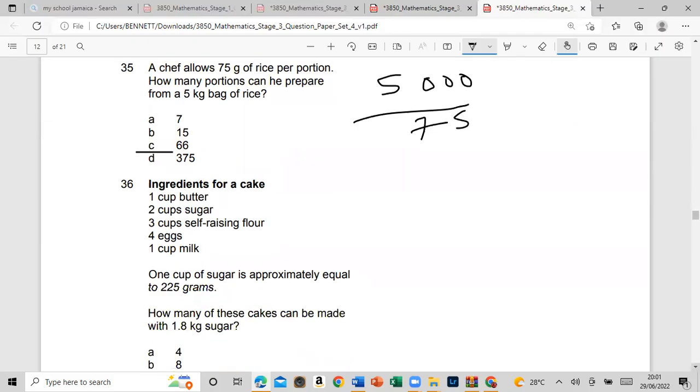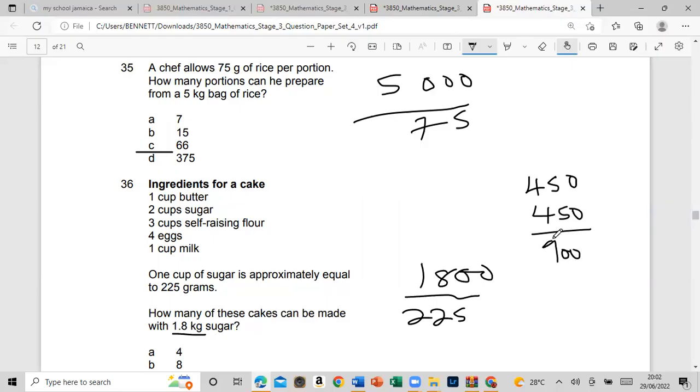Ingredients for a cake, 1 cup of butter, and so on. 1 cup of sugar is approximately equal to 225 grams. How many of these cakes can be made with 1 pint? Alright, so these are 1,800. We convert this to grams, right? 225 we can get over this. This and this are 450. So we have 450. So how much make this? 900 or 4. So that means that 8 is the answer.